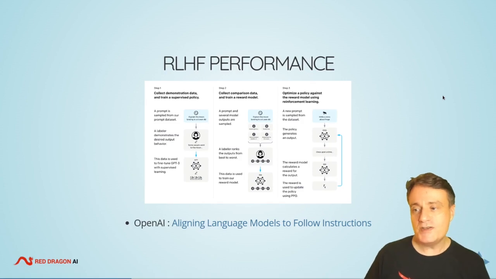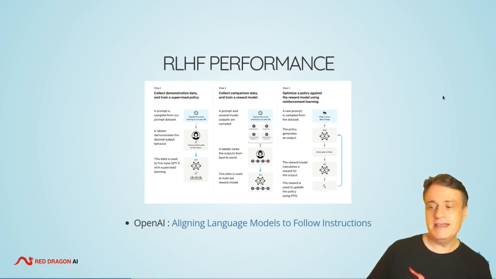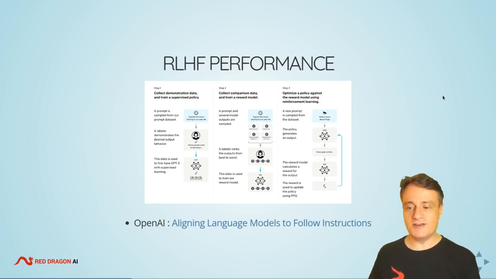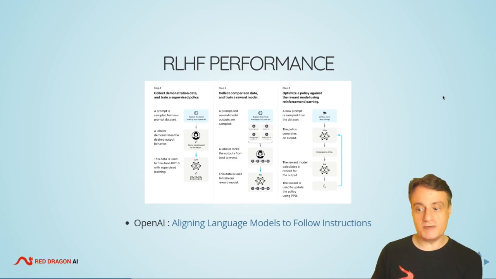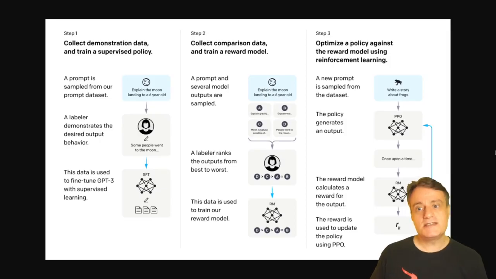Okay, so what we're trying to do with reinforcement learning from human feedback, and this is something OpenAI has a nice blog post about, is aligning language models to follow instructions. Maybe it makes sense for us to talk through the process here. The process takes part in 3 phases.